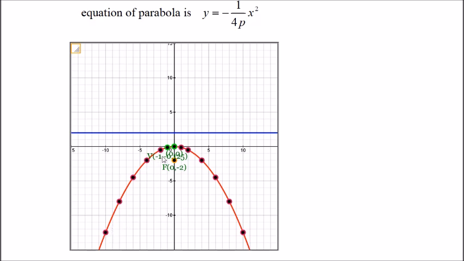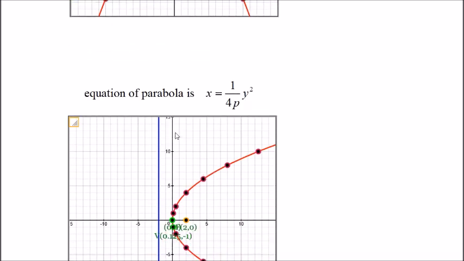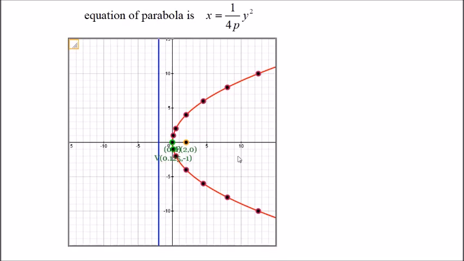Then in this case, the parabola opens to the left. And for the parabola that opens down, the equation will be y equal to negative 1 over 4p times x squared. Once again, p is the distance from the vertex to the focus, or the vertex to the directrix. And for the type that opens to the right, the equation of the parabola will be x equal to 1 over 4p times y squared. Again, the distance p is the distance from the vertex to the focus, or the vertex to the directrix.